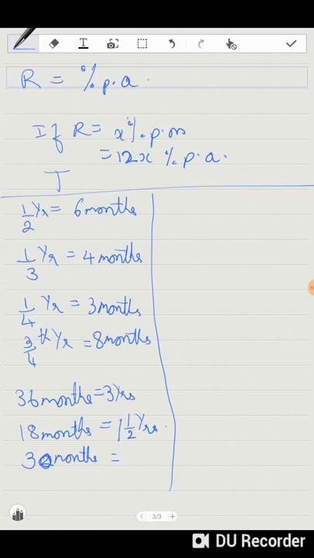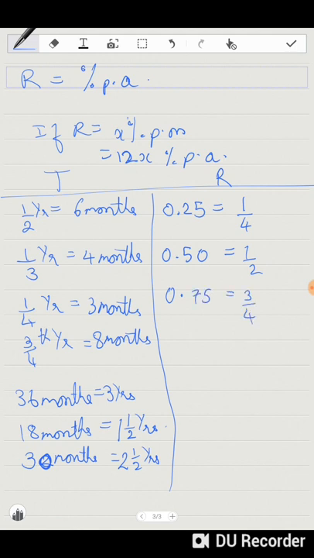Sorry, 30 months, not 32, will be 2.5 years. Whereas in rates, 0.25 is 1/4, 0.50 is half, 0.75 is 3/4.